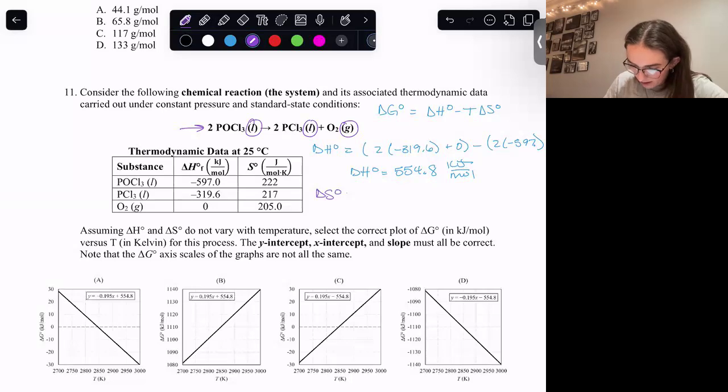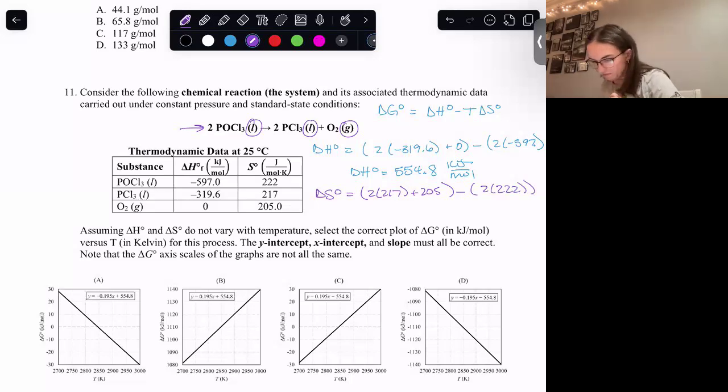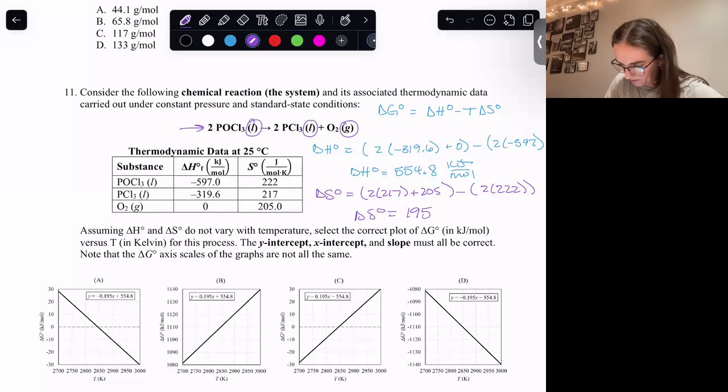So if we look at delta S naught, we can do the same thing, products minus reactants. So it's 2 times 217 and 205, minus 2 times 222. So delta S naught is equal to 195. And this is joules per mole.